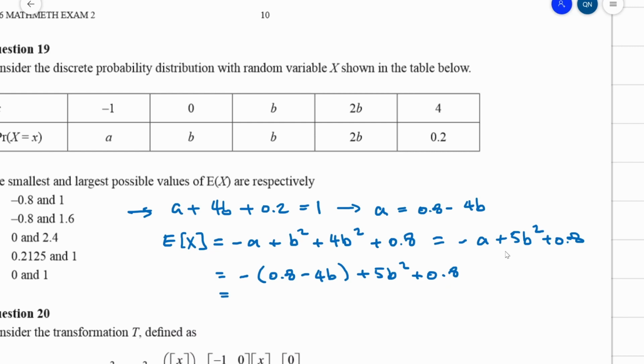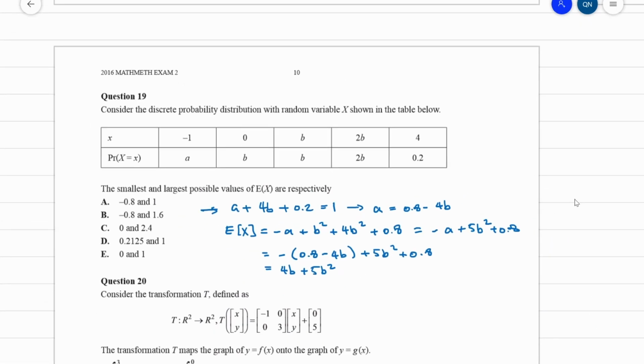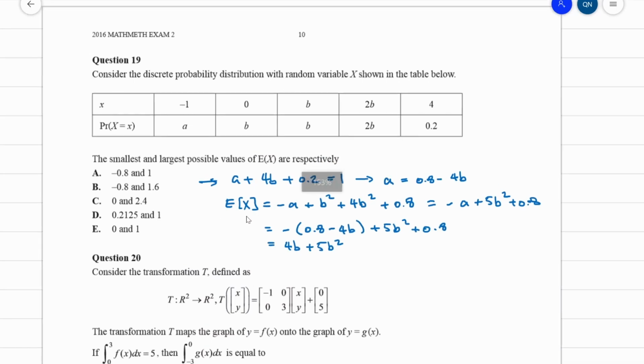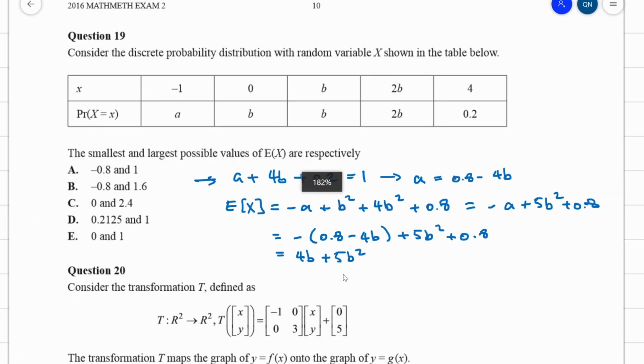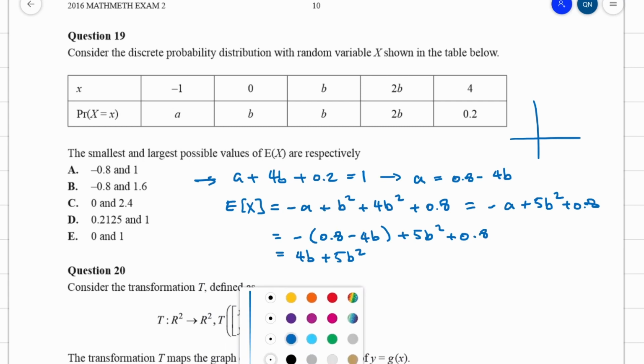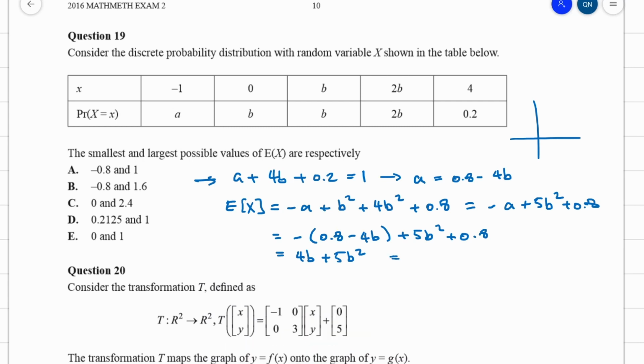Let's clean this up a little bit. We have a positive 4b plus 5b squared. We have a negative 0.8 and a positive 0.8, so that cancels. So E(X) we can write as 4b plus 5b squared. Now we have to think about, what's the smallest and largest possible values of E(X)? Now we have this quadratic in b. Maybe let's graph the quadratic in b. If we factor b, that's going to give us b times 4 plus 5b, I believe.